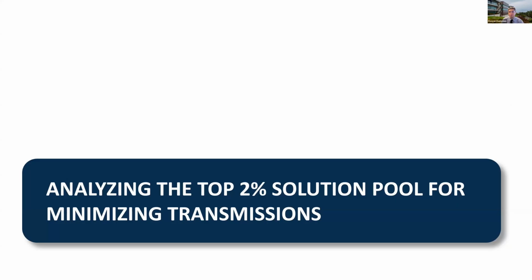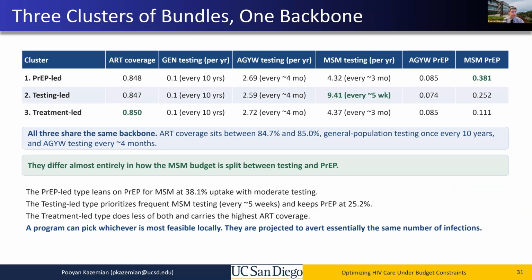We are going to analyze the top 2% solution pool using machine learning methods. Using clustering, we found that there are 3 clusters among the 500 bundles of care in the solution pool. We label them as PrEP-led, testing-led, and treatment-led clusters. All 3 clusters share the same backbone. If you see the first column, ART coverage is always between 84.7% and 85%. These are the averages, or the centroids, of the clusters. The general testing, or testing for the general population, is always once every 10 years in all of the clusters.